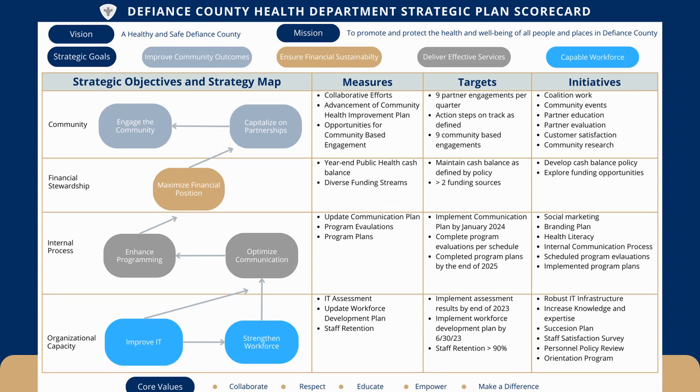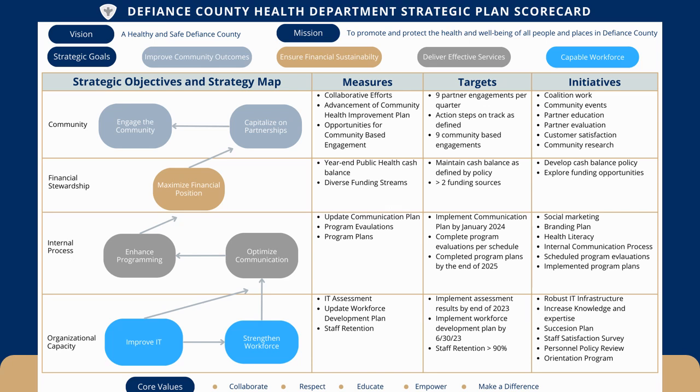So in this scorecard, you'll see our vision and mission, strategic goals, and core values at the top and bottom of the screen. These did not change since the 2019 strategic planning cycle, and so they remain as our mission to promote and protect the health and well-being of all people and places in Defiance County with a vision of a healthy and safe Defiance County. And the core values are to collaborate, respect, educate, empower, and make a difference.